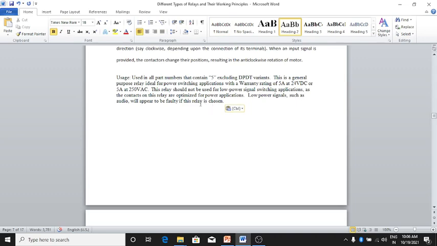Used in all part numbers that contain 5, including DPDT variants. Okay. This is a general purpose relay for power switching applications with a rating of 5 ampere at 24 volt DC or AC. This relay should not be used for low power signal switching applications.